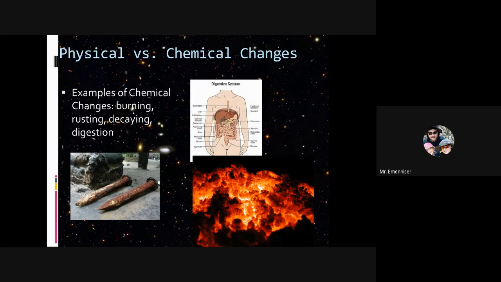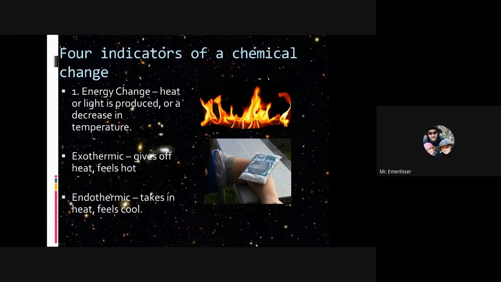Rusting, same thing. You take a nail that's nice and shiny and metal looking, you throw it outside for a couple weeks, it's going to rust. It's going to make that brown, reddish looking stuff, and you can't get the metal back. It's permanently changed chemically. Decaying, so if something's breaking down like mold or something's rotting, that's a chemical change. And then digestion, eating your food is a chemical change because your stomach acid is breaking it down. There are several indicators of a chemical change.